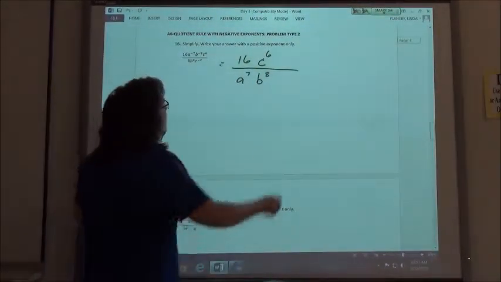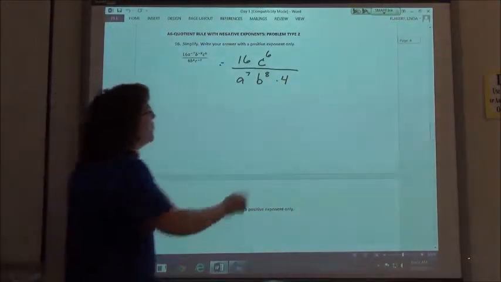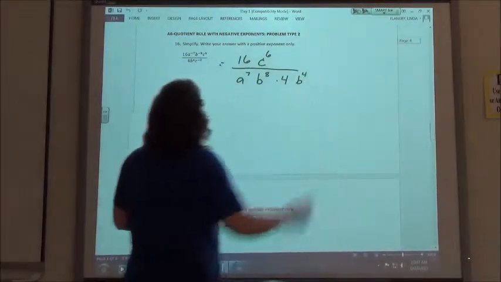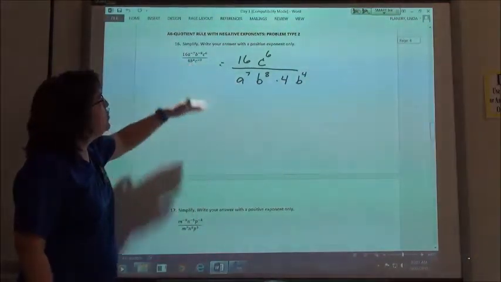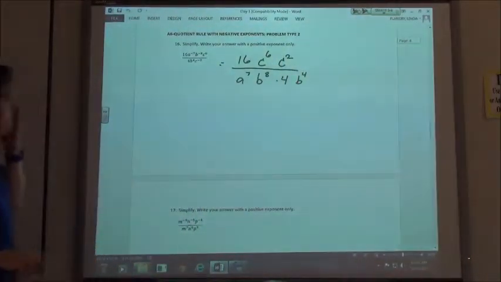On the bottom here, I've got a 4. I have a b to the 4th, which is positive, so I'm going to leave that on the bottom. I have a c to the negative 2. I'm going to move it up to the top to make it c to the positive 2. So I've gotten rid of all my negative exponents by doing the reciprocal.